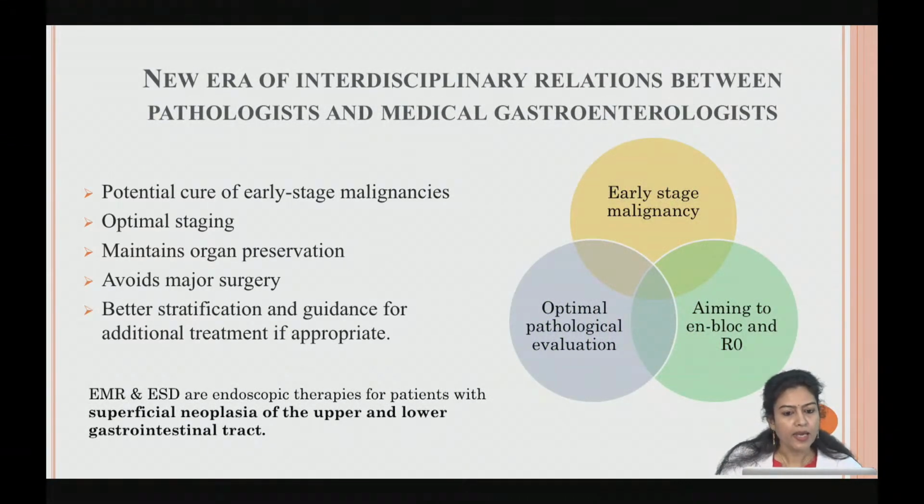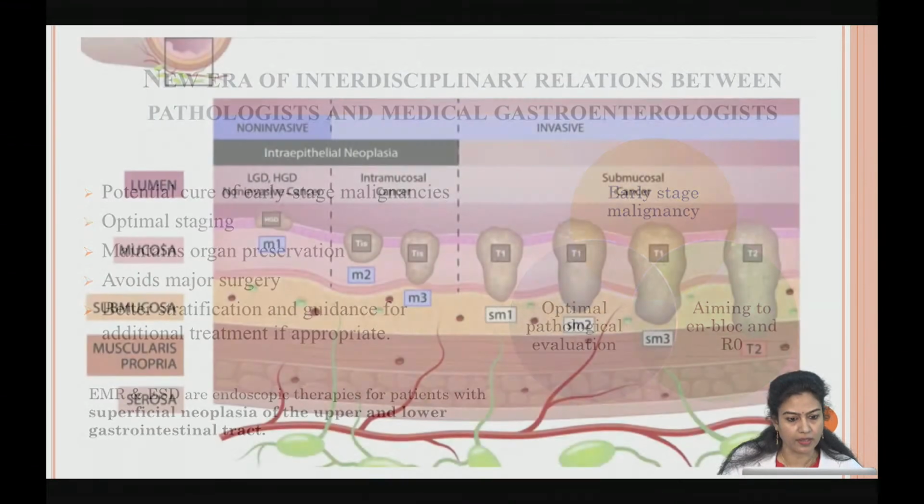Now, in the current era of interventional management by medical gastroenterologists, the optimal treatment is resection of the tumors at the endoscopic level. This calls for a new era of interdisciplinary relation between the pathologists and medical gastroenterologists, and this is mostly employed for early stage cancers, and the aim is for en bloc and R0 resection. So, an optimal pathological evaluation is very important so as to give a correct diagnosis, to avoid further major surgery, and for better stratification and guidance.